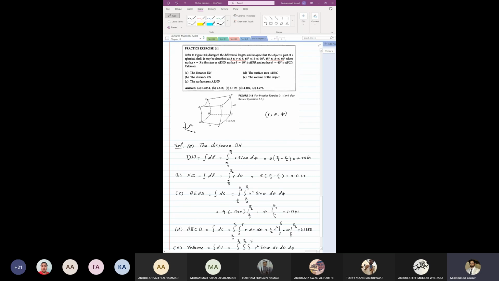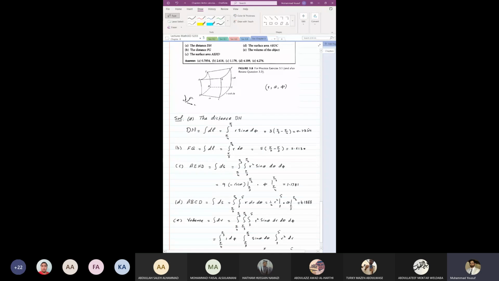Now, this is the outer radius, and we can see here in the problem that the outer radius is 5. So 5, then theta, apply the limit, you get this answer.